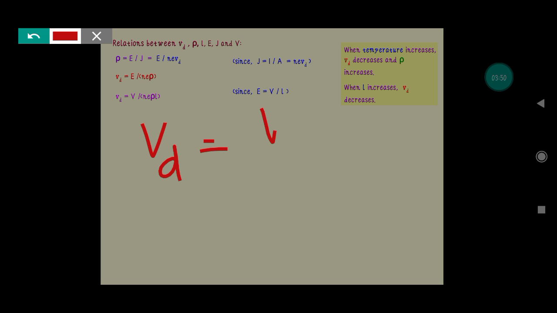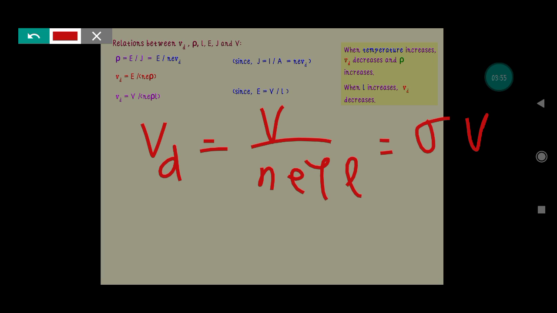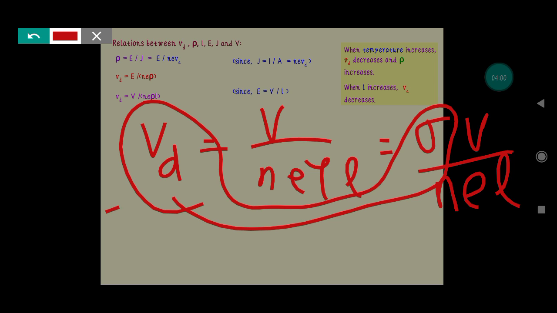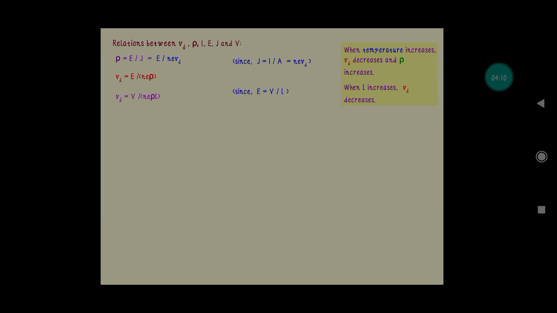This is vd equal to V by ne rho L. Instead of 1 by rho, I can write sigma V by neL. Since the conductivity sigma of the material is directly proportional to the drift velocity, as you decrease tau, there is a decrease in the value of the drift velocity. At the same time, the conductivity reduces. Is that clear? At the same time, resistivity increases. This is what the first point says. When temperature increases, vd decreases because conductivity decreases, but that is inversely proportional to rho, the resistivity, so the resistivity of the material increases.